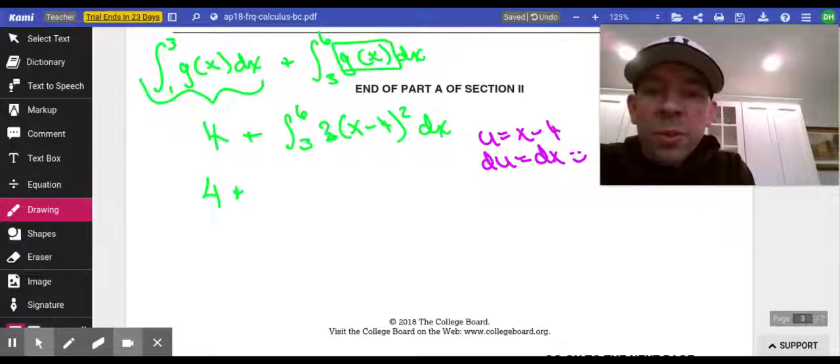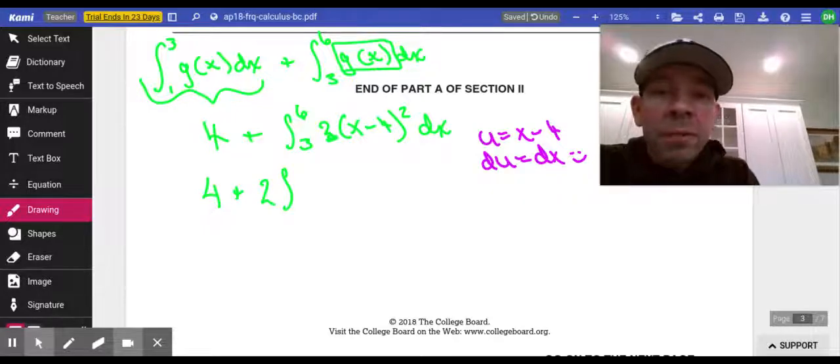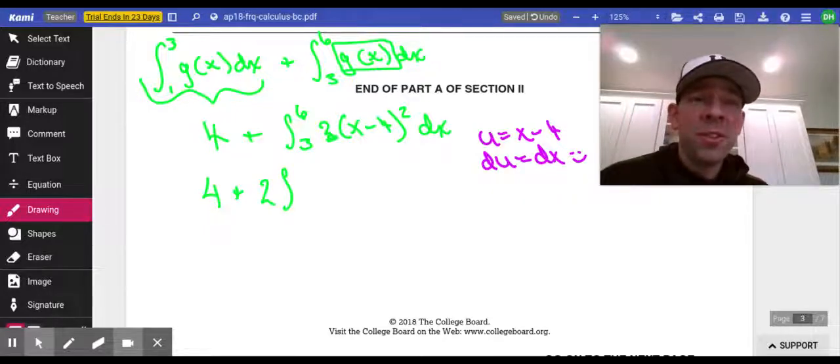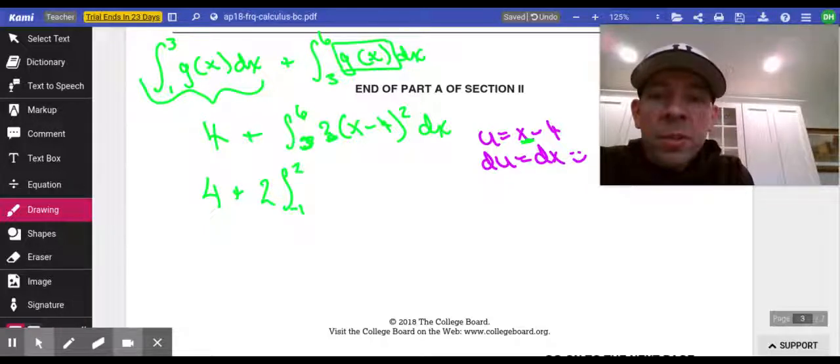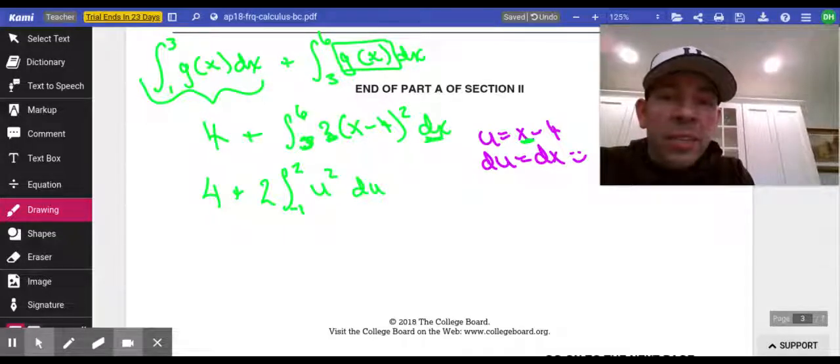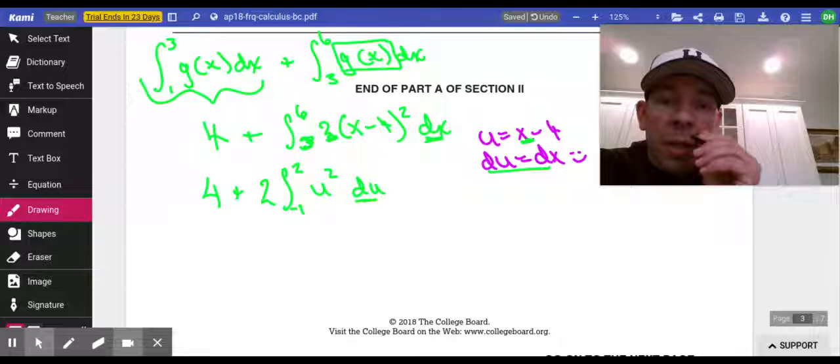I'm going to take this 2 and slide it out front. I'm going to rewrite everything in terms of u, and this is such a great habit to get into. So that lower bound that used to be a 3, well, subbing a 3 in right here makes -1. Subbing a 6 in right there makes +2, and now this is u squared du. I just replaced the dx with the du because they were equal to each other.